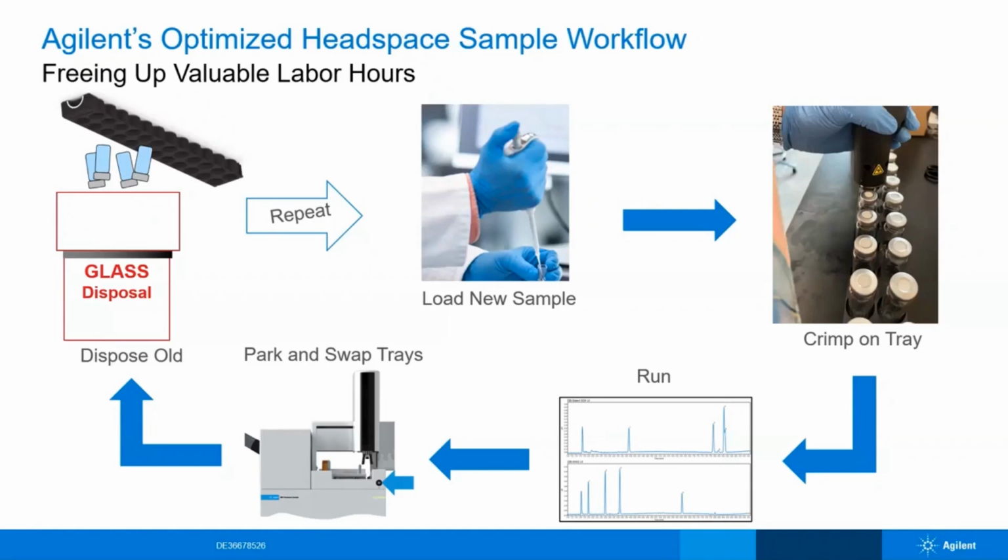So we oftentimes encourage folks who buy an 8697 system to go on Agilent.com or contact your salesperson and just add one or two additional trays to the order. They are very helpful for doing sample preparation while your system is running, and the system is designed to be able to park and swap trays very easily, just making this whole workflow a lot smoother.